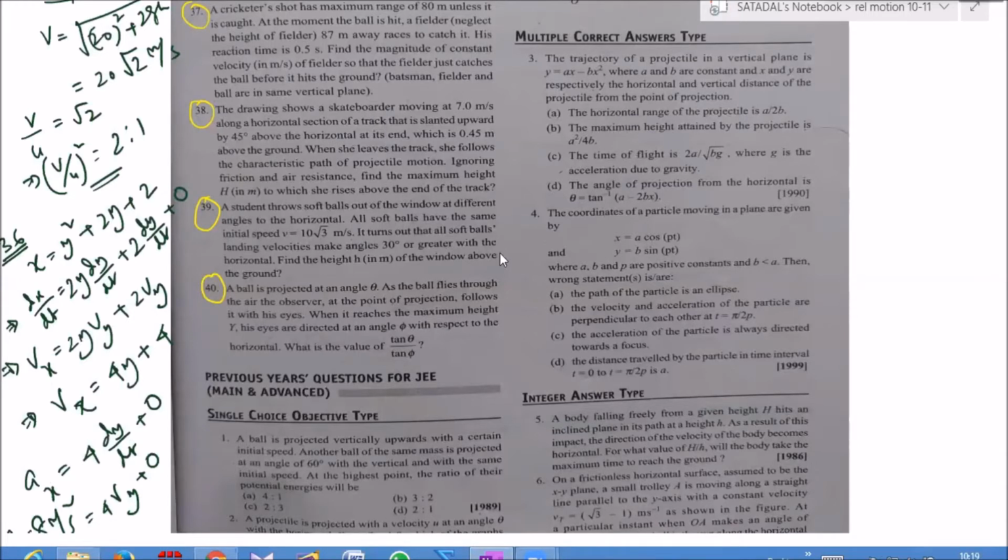And one more information is there. Question number 38 diagram is missing. So strike out this one. This is not needed to be done.